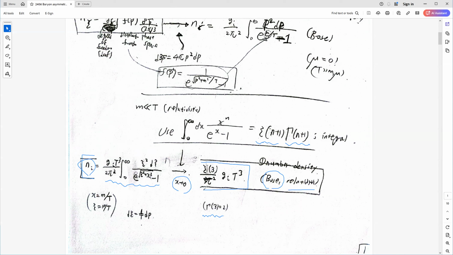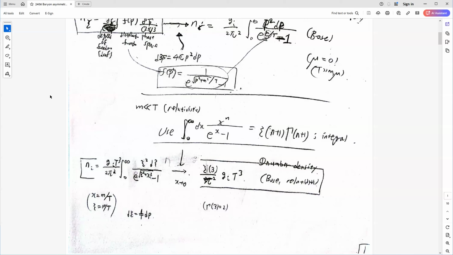This number density will be used for the photon. In the photon case, the degree of freedom is 2 because it's massless, so there are 2 polarization states. The number density is proportional to T cubed, and the temperature is proportional to 1 over a, so n is proportional to a to the minus 3. So the number density decreases over the cosmic time because of the universe expansion.